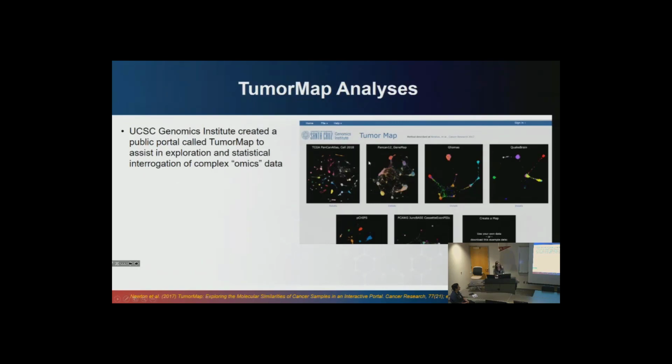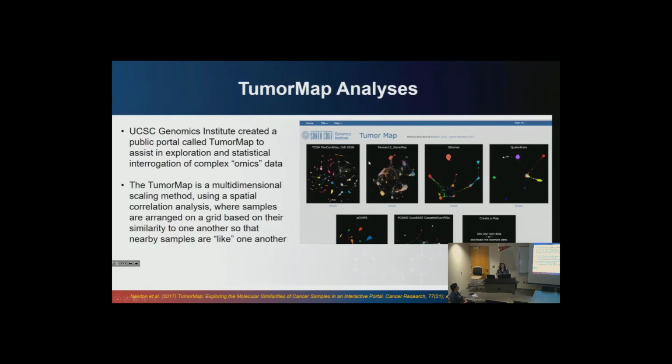Tumor map analysis is fairly new compared to the other analysis methods I just mentioned. This was developed by the University of California, Santa Cruz Genomics Institute. It's a public portal to assist in exploration and statistical interrogation of complex omics data. It is a multi-dimensional scaling method using a spatial correlation analysis where samples are arranged on a grid based on their similarity to one another, so that nearby samples are like one another.